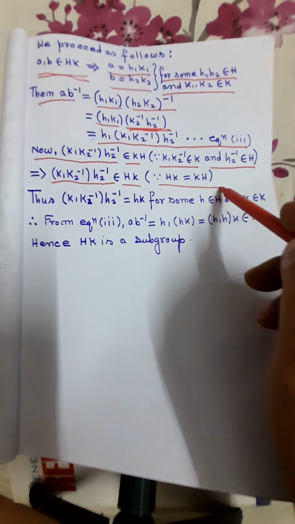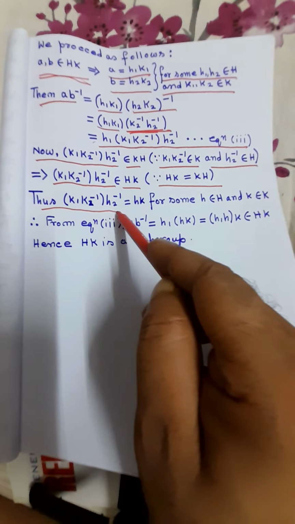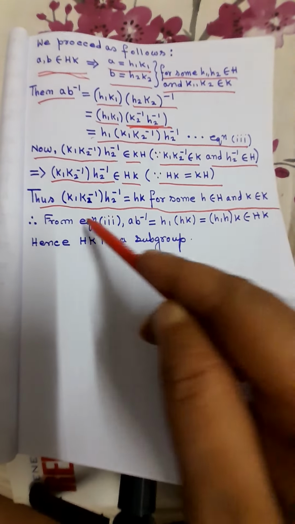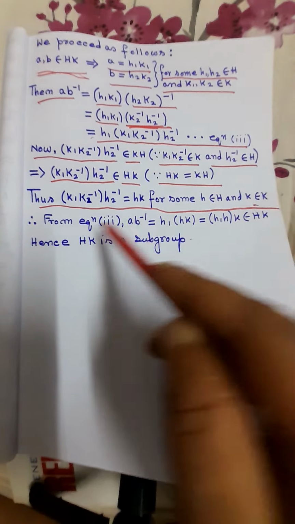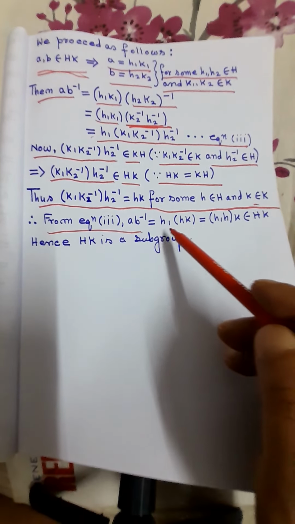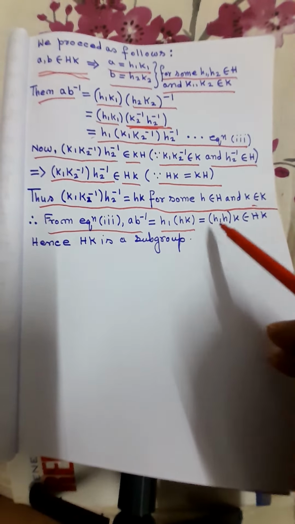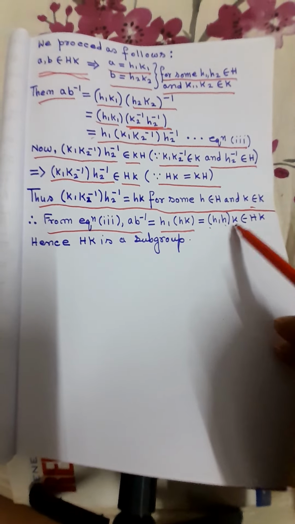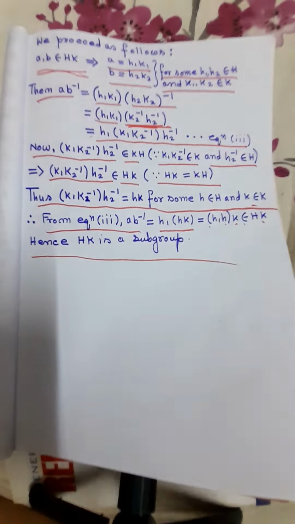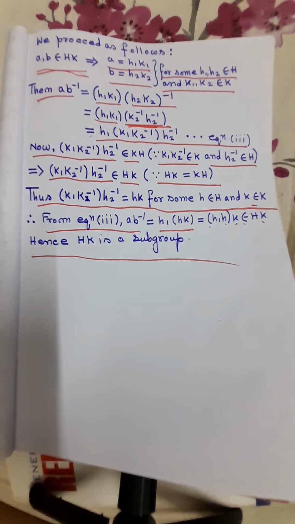That is HK equal to KH. Thus k1 k2 inverse h2 inverse equal to hk for some h belongs to H, k belongs to K. Therefore, from equation number 3, ab inverse equal to h1 hk, that is h1 h belongs to H and k belongs to K, so it belongs to HK. Correct? Hence HK is a subgroup. Okay, so it is proved.